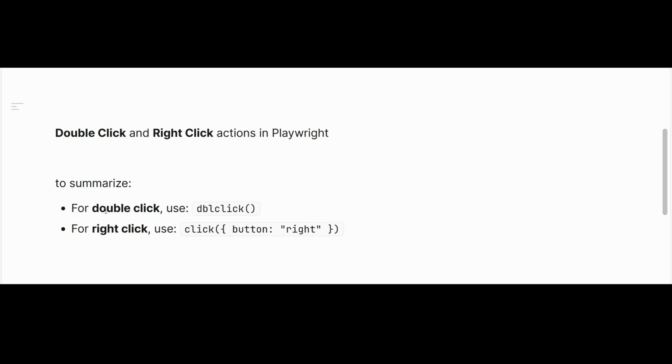So to summarize, for double click, we use dblclick. For right click, we use click method. In the parameter, we pass button colon right property.